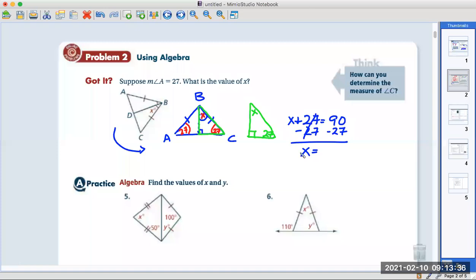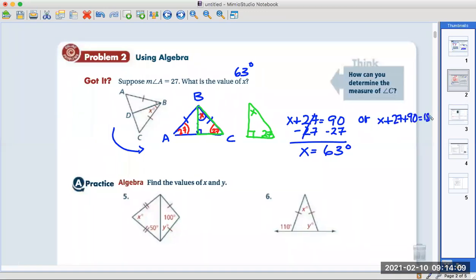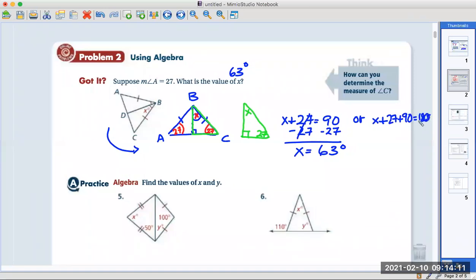X is 90 minus 27. Is it 27, yeah? 90 minus 27 is 63. Yeah, 63 degrees right here. And, or you could do this equation. I'm showing you an alternate. You could also say X plus 27 plus 90 equals 180 and solve that.